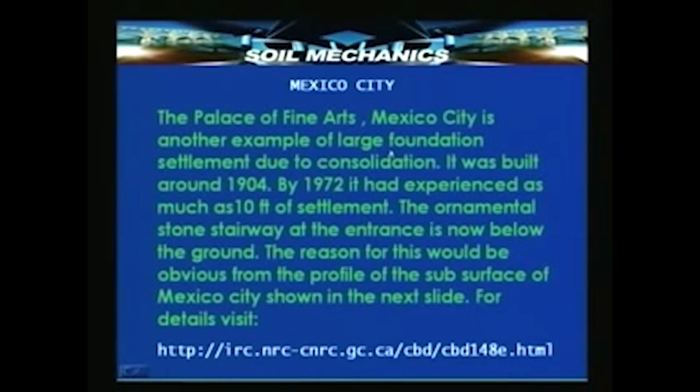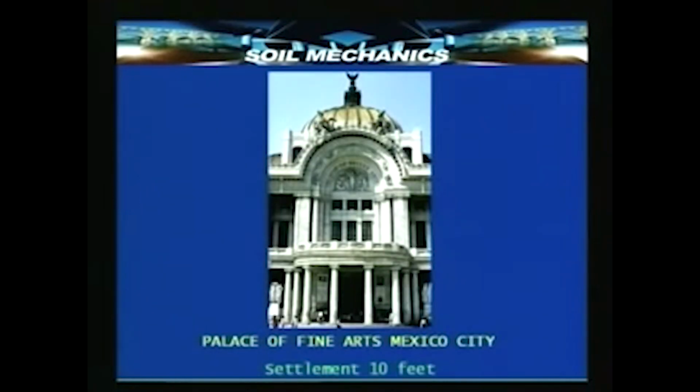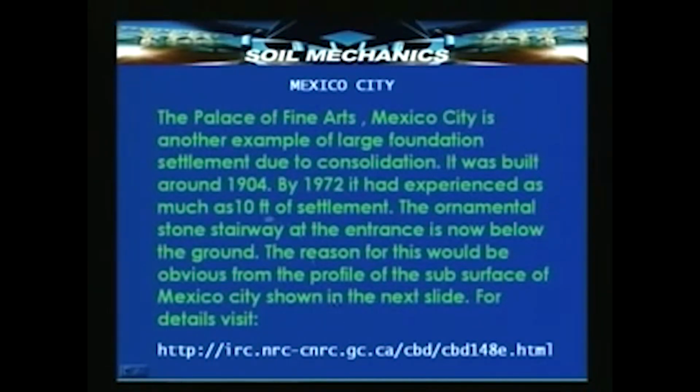Similar examples one can see in Mexico. For example, this Palace of Fine Arts in Mexico City had a staircase leading to the entrance from the ground level. Now, today the staircase has gone below the ground level, and you can directly access the building at the ground level. What was the first floor level earlier has now become the ground floor level, and there has been a total settlement of about 10 feet over a duration ranging from 1904 to 1972.